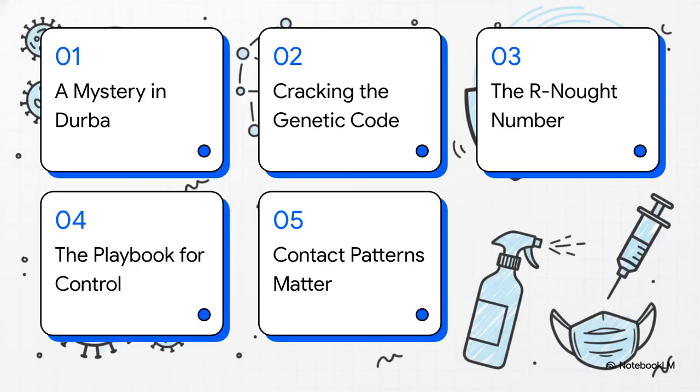So, here's our game plan. We'll start with a pretty terrifying mystery that unfolded in the Democratic Republic of Congo. Then, we'll see how genetic sequencing completely cracked the case wide open. After that, we're going to get to grips with R naught, which is probably the most important single number in all of epidemiology. From there, we'll look at the actual playbook for controlling an epidemic. And finally, we'll get into why the social networks we're all a part of are so critical for disease modeling today. Let's get into it.